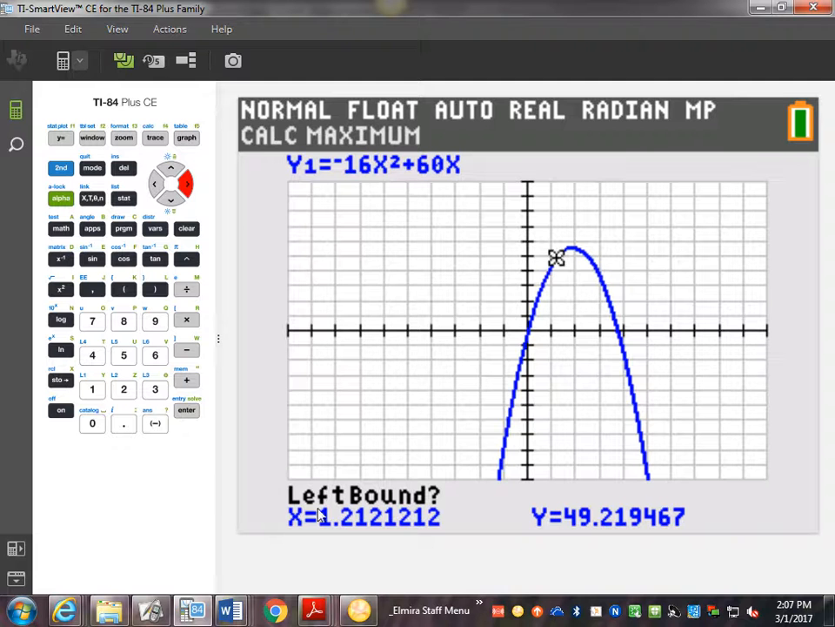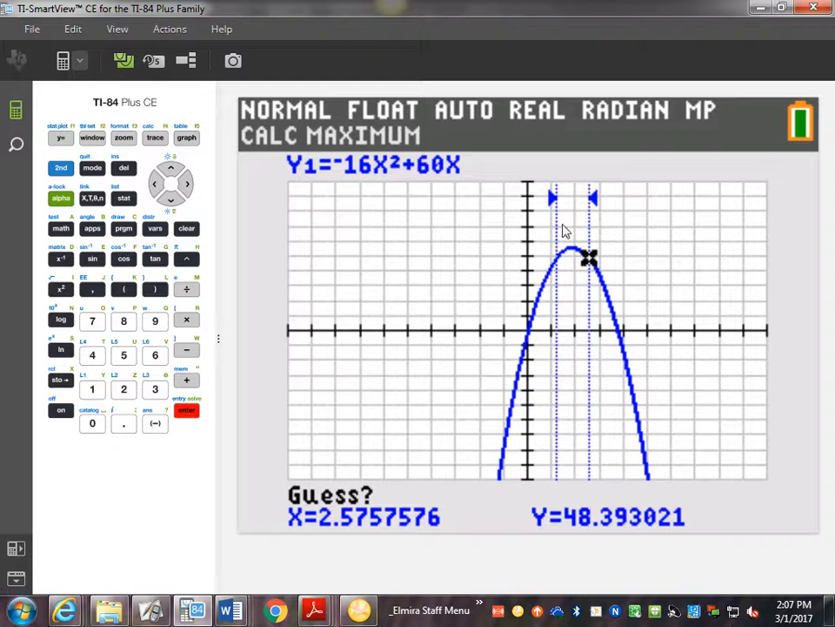And down here it'll say left bound and a question mark. You hit enter to say, yes, this is where I want the left boundary to be. Now it's asking for the right boundary. So we're going to go to the right of the vertex. You do not have to go to the exact same spot. It doesn't have to be the same spot on the right as it is on the left. You can be a little high, you can be a little low. It doesn't really matter. Once you get that blinking flower where you want it, hit enter again.